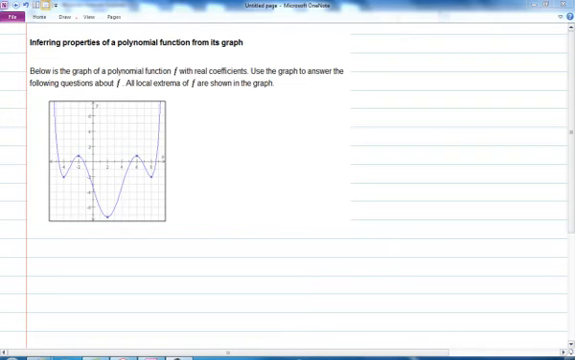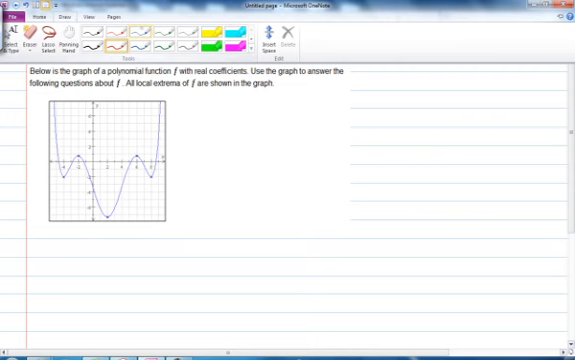So here's this topic, inferring properties of a polynomial function from its graph. I'll talk about what Alex asks you to do, but just in general, if you were given a question like this, what does this graph tell us? So let's look at that first.